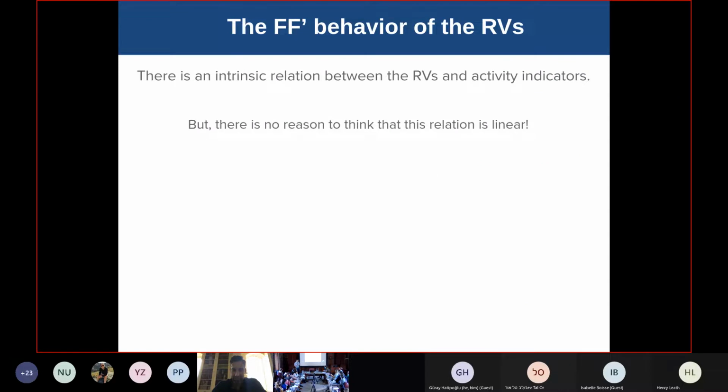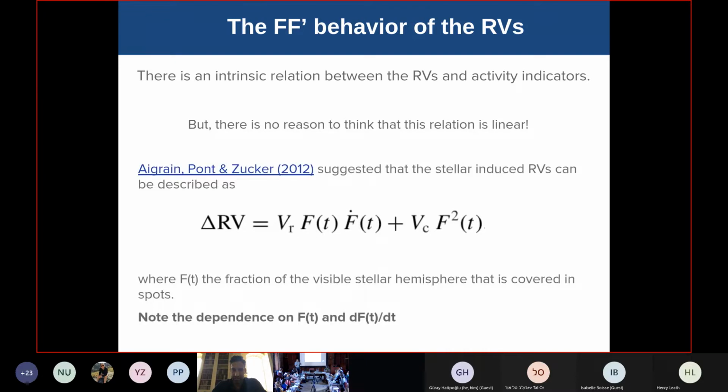So this was taken into account by Suzanne like 10 years ago, and they found that the RVs have something that is called the FF prime behavior. That is, the RVs behave as some kind of combination of the square of the flux, which is the linear part of the flux with no derivatives, and also have some dependence on the derivative of the flux. So if we want to describe how the radial velocity is behaving by observing the flux of the star, we need to take into account the derivative of the function that we are using to describe the flux.